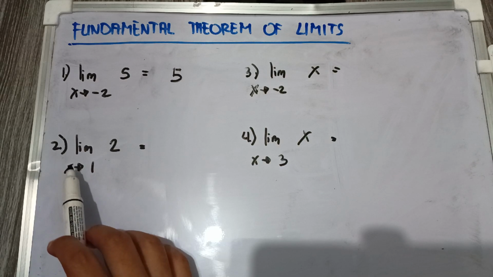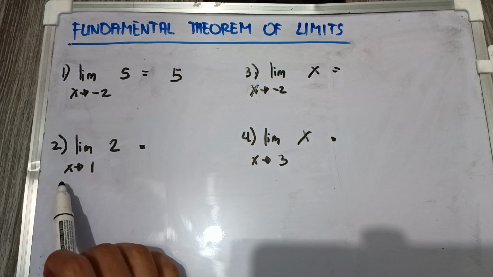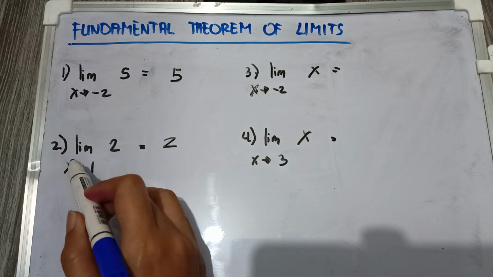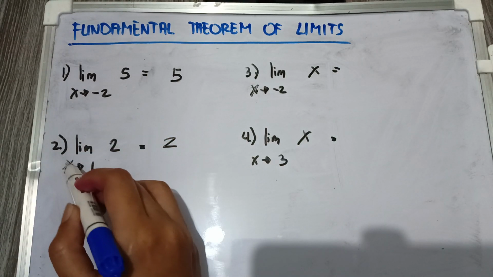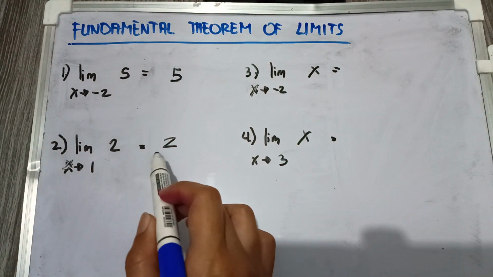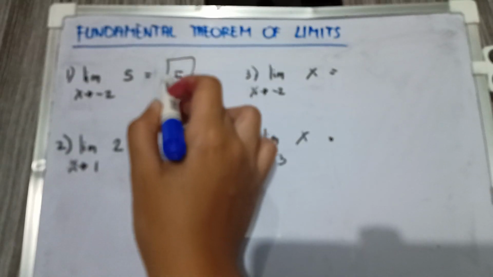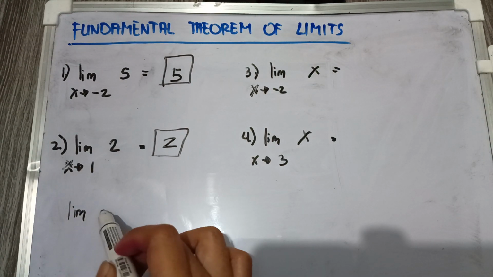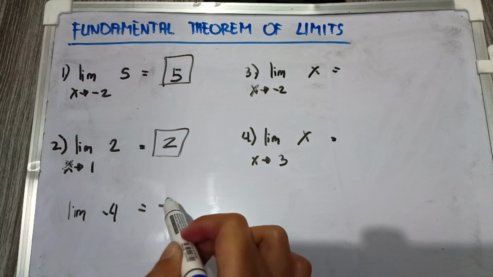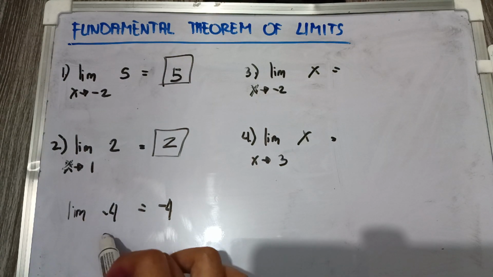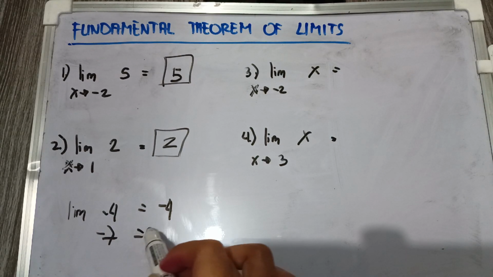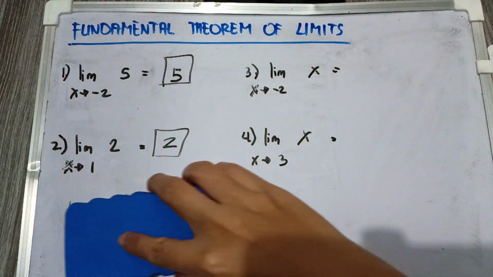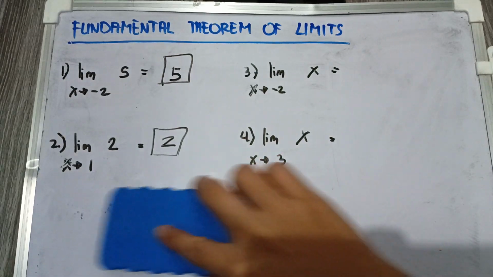Example number 2: the limit of 2 when x approaches 1 is 2. So for every constant being asked about its limit, the answer is always a constant. What if it is the limit of negative 4? That is negative 4. The limit of negative 7 is negative 7. As long as it's a constant, the answer is also a constant.